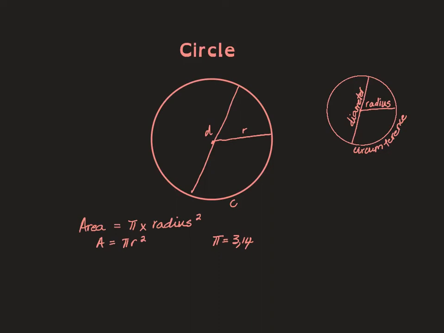The other formula for circles that you need to know is that you can find the circumference by taking 2 multiplied by pi multiplied by the radius, or C is equal to 2 pi r.